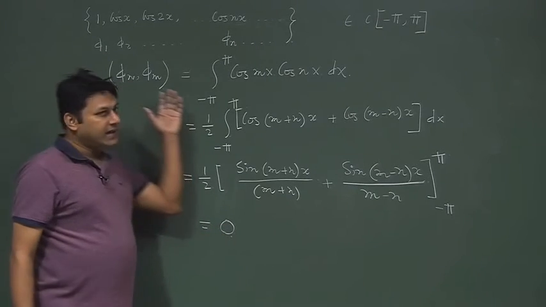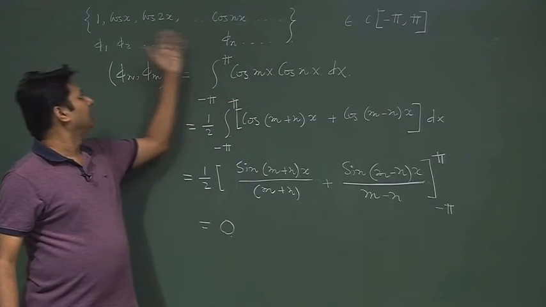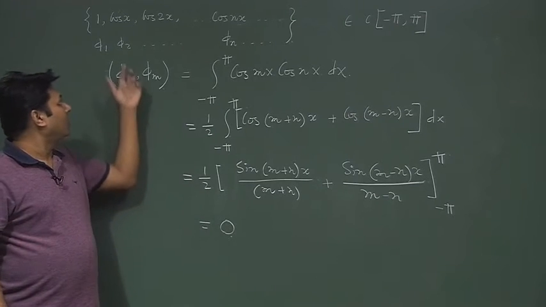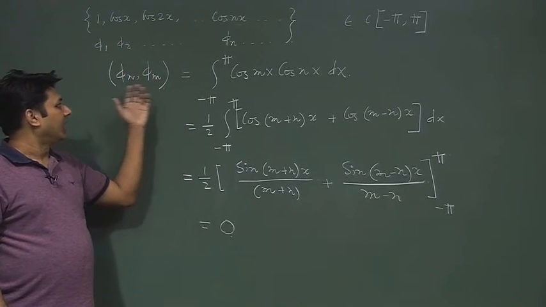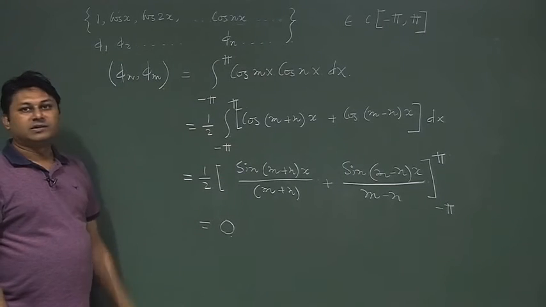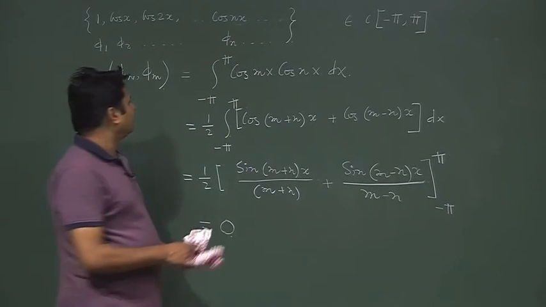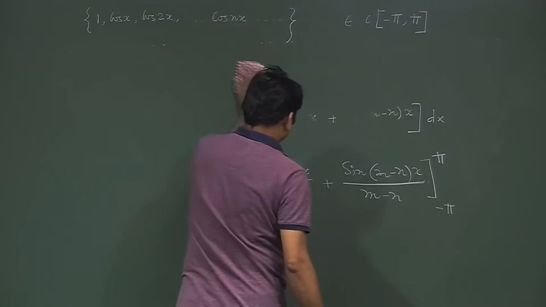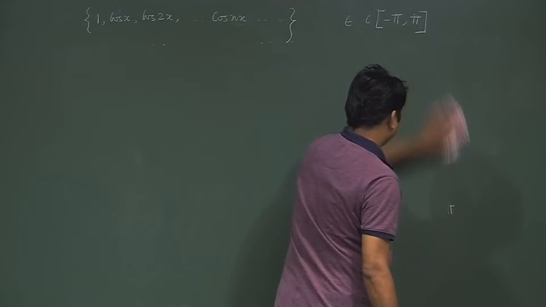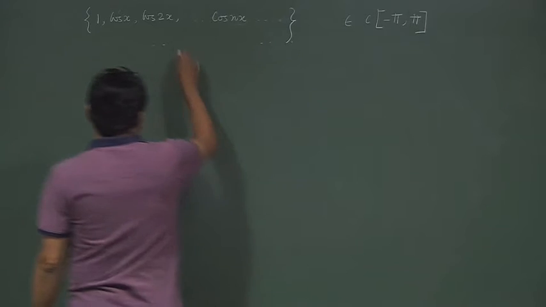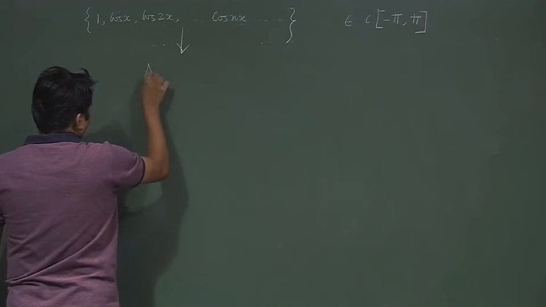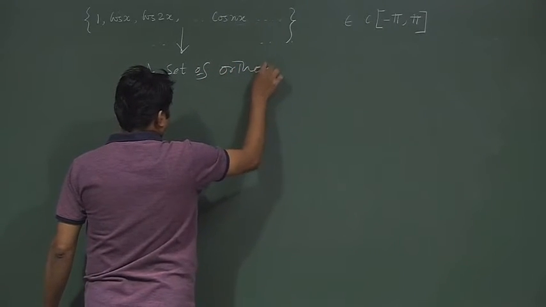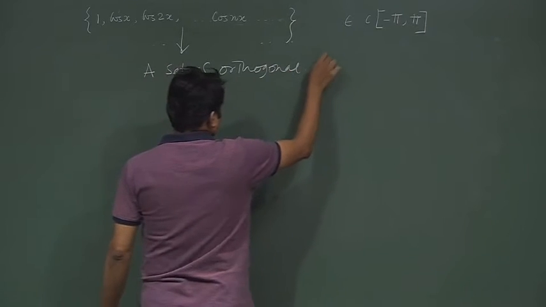So, that means I have a set of functions 1, cos x, cos 2x and all these things. When I take the inner product of these functions, I find that for any m or n value, they are always 0. So, that means this is really a set of orthogonal functions. This is indeed a set of orthogonal functions.